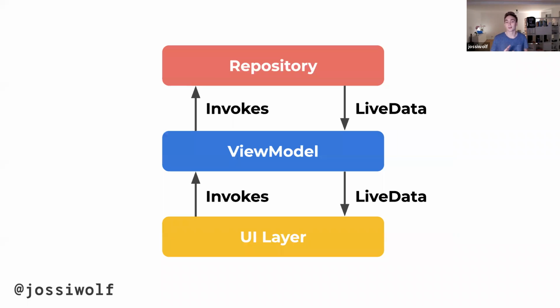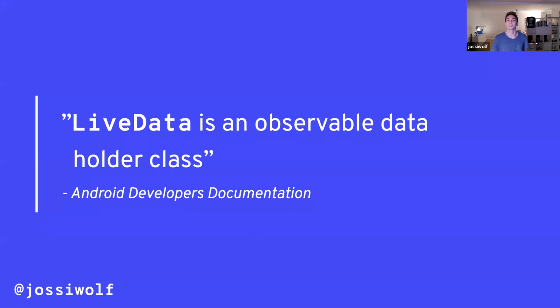You would have your UI layer communicating with the view model through LiveData, and the repository and the view model would also talk through LiveData. And if you don't know, LiveData is an observable data holder class. So it's a lifecycle aware implementation of the observer pattern. What does that mean? What does that look like?